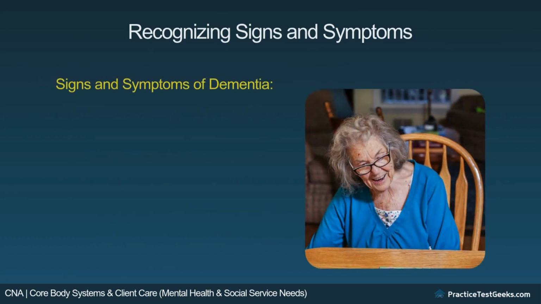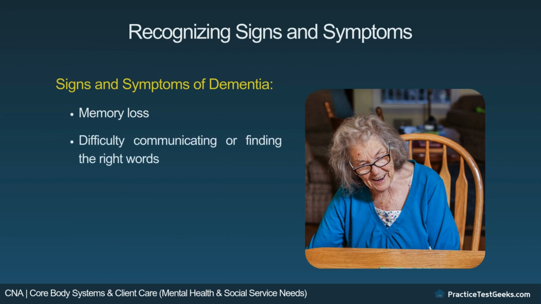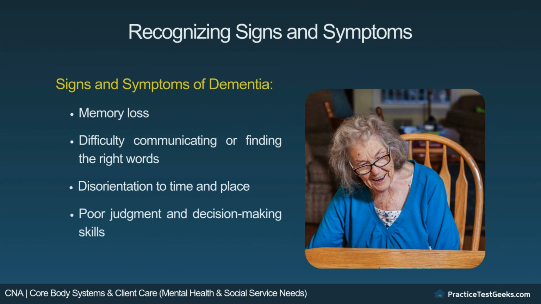Signs and symptoms of dementia: memory loss, for example forgetting names, appointments, or locations, difficulty communicating or finding the right words, disorientation to time and place, poor judgment and decision-making skills, behavioral changes such as agitation, aggression, or withdrawal.